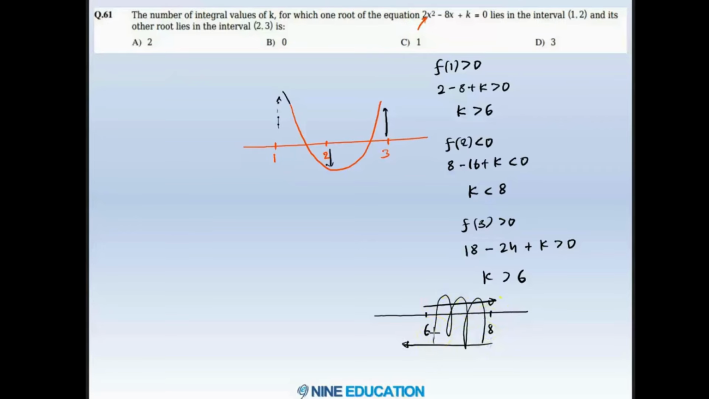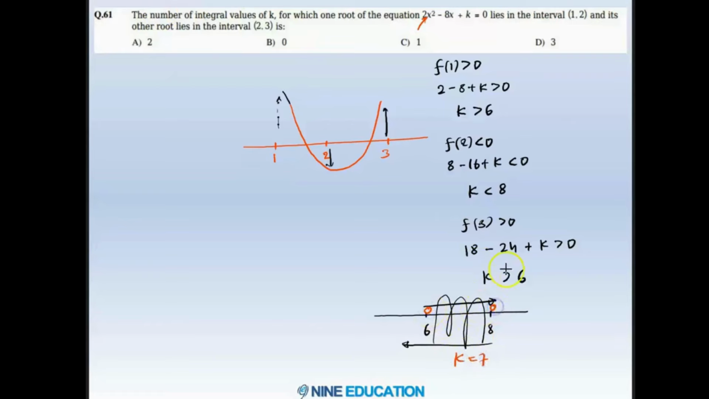So the number of integral values of k between 6 and 8 is only one, that is 7. K is equal to 7. That is the only possible option, because 6 and 8 were not included. There was no equal to sign in these inequalities. The correct answer is option C.